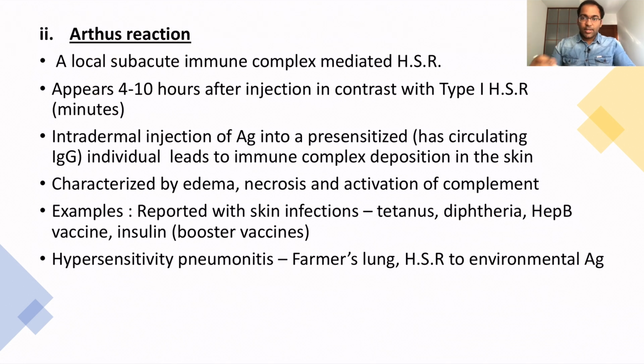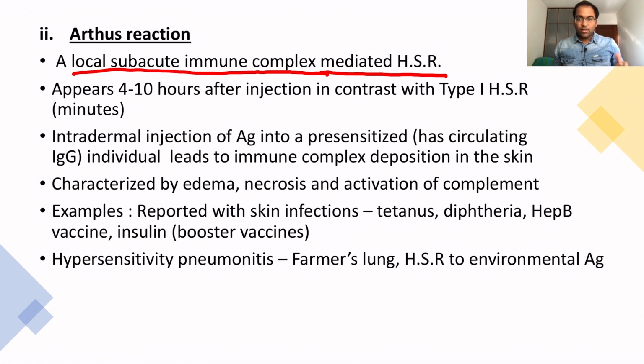The second is the Arthus reaction, and the Arthus reaction is a local subacute immune complex mediated hypersensitivity reaction, right? Serum sickness was systemic. This is local. The Arthus reaction appears 4 to 10 hours after injection, in contrast with type 1 hypersensitivity reaction. Type 1 hypersensitivity reaction was in minutes, while the Arthus reaction takes 4 to 10 hours to come. So the timeline is the difference. It involves intradermal injection of antigen into a pre-sensitized individual. Pre-sensitized means that the patient already has IgG antibodies against that specific antigen.